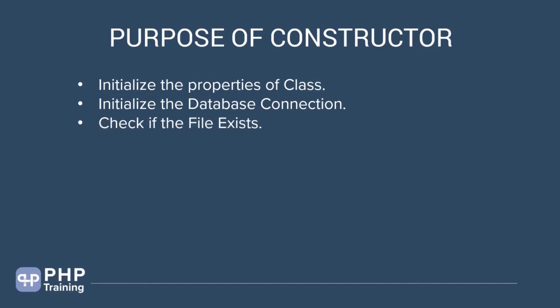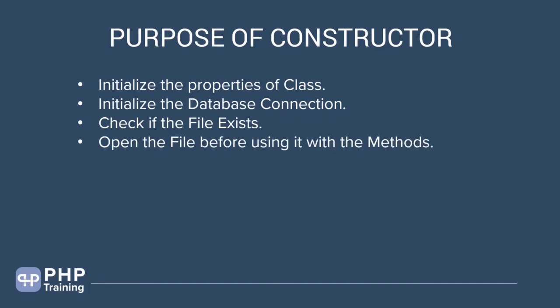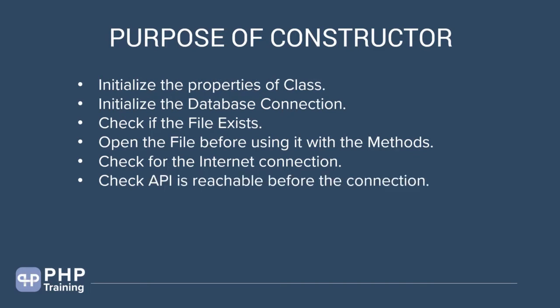Another good place is to check if the file exists. Let's say you are writing a file utility, and that file utility reads all the file contents and you can perform some kind of search. So before you do some operations from the methods of a class, constructor is a good place to check whether the file exists or not, and then you can put indicators everywhere in the program to say the file doesn't exist. Okay, and then you can stop the user for every method to check that variable and say the file doesn't exist. It's also a good place for you to check whether some of the resources exist or not. Then open the file before using it with the methods. Check for internet connection. That's a very good example of using constructor. Check API is reachable before the connection.